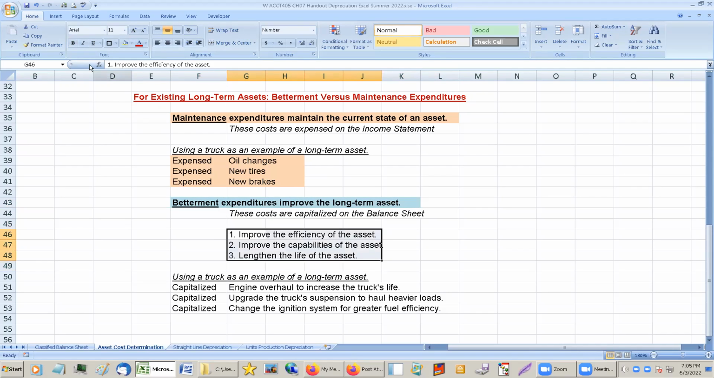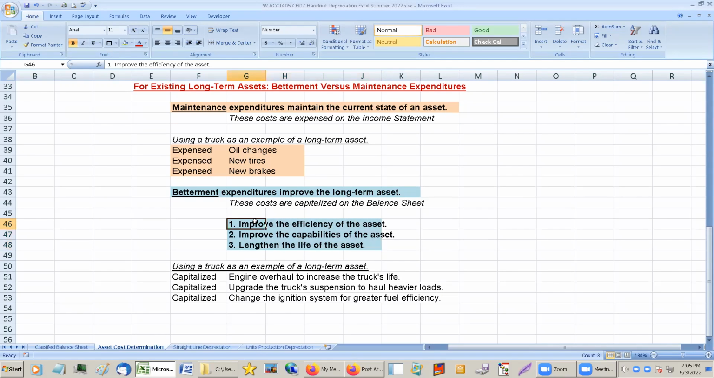And these are the 3 criteria. Okay. So if it improves the efficiency of the asset, if it improves the capabilities of the asset, or if it lengthens the life.